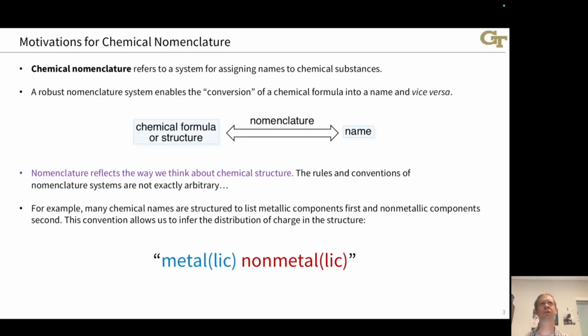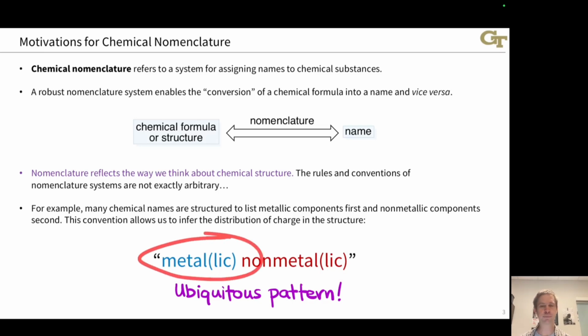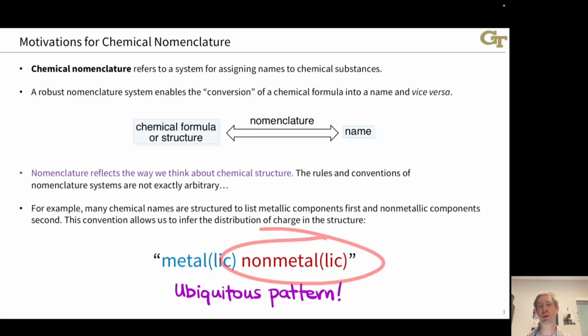And one of the most important general ideas that you'll see over and over and over again in chemical names is the listing of the more metallic elements first, followed by the non-metallic elements second. On a deeper level, this absolutely ubiquitous pattern relates to the distribution of charge in chemical substances. Positive charge tends to be on the more metallic atoms, and negative charge on the more nonmetallic atoms.